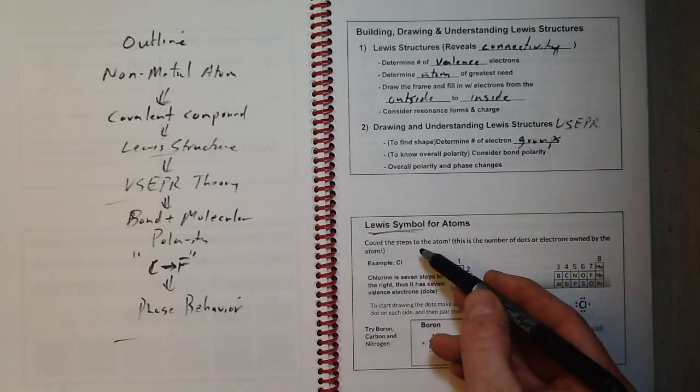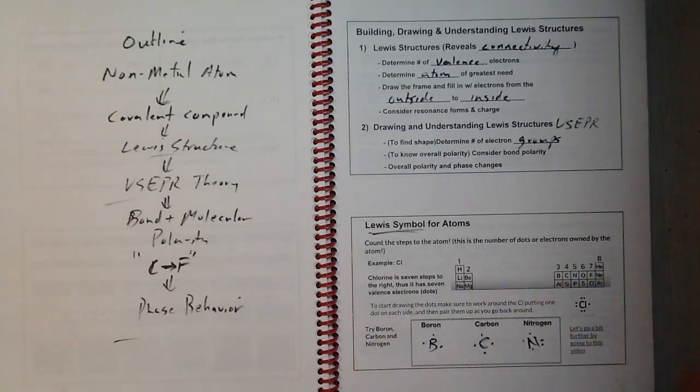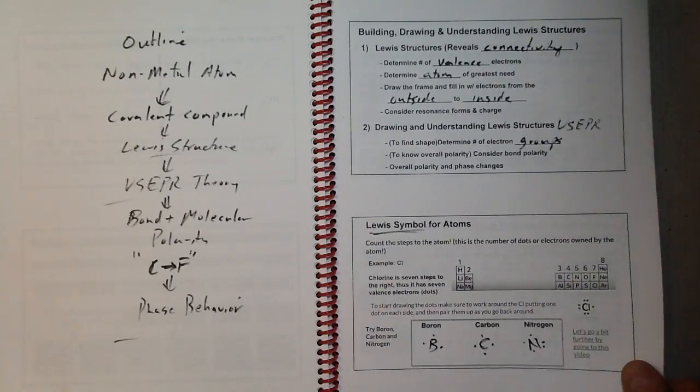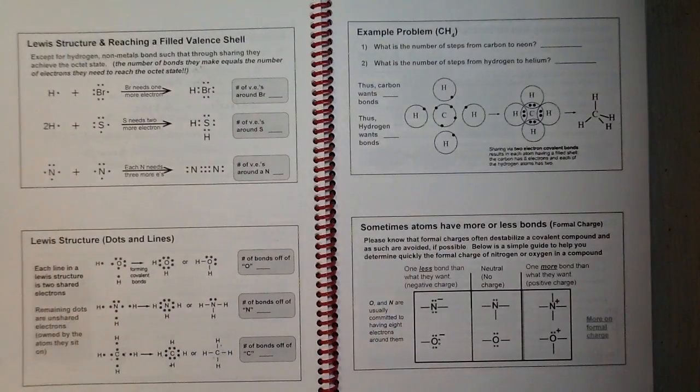Count the number of steps to the atom. We had for boron 1, 2, 3. And that's the number of dots, or valence electrons, that are owned by that atom. They're going to be used for bonding.